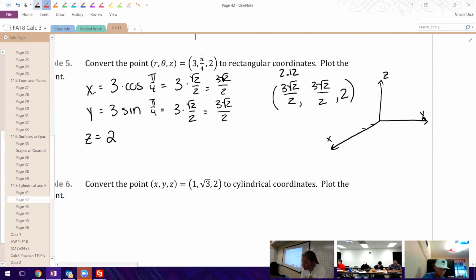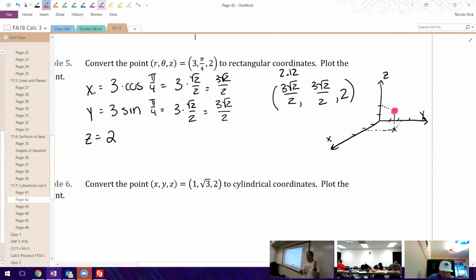So if we go 1, 2, a little more than that for the x, and then similarly 1, 2, a little more than that for the y, my point's going to be sitting in this plane, but then we have to shift it up 2 units for z. So about over here. Okay, we move this up 2 units. I don't know how much that helps. But there we go, there's our point.